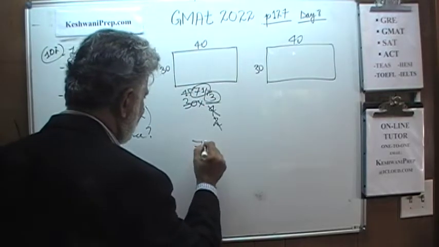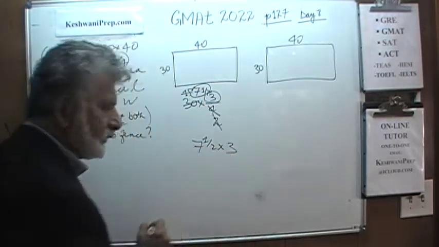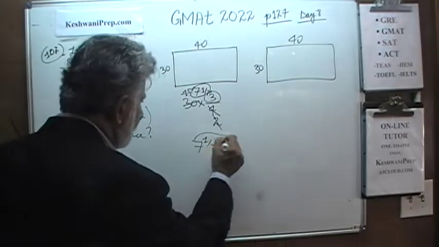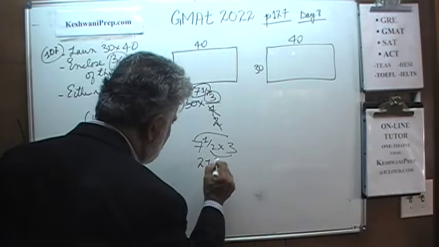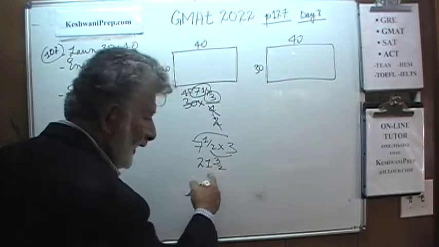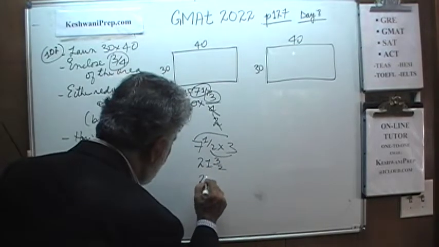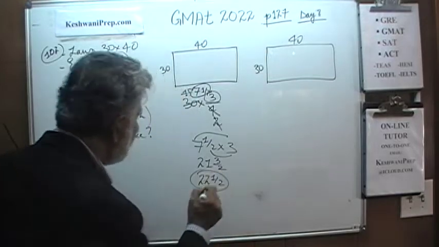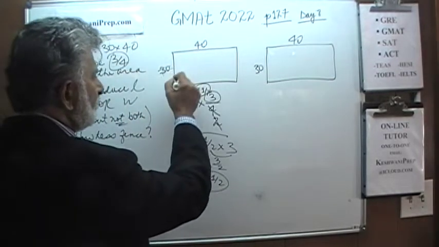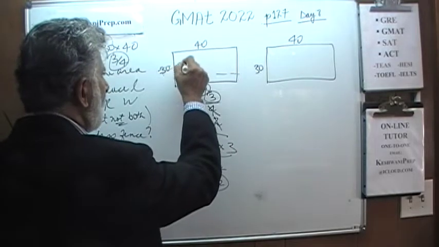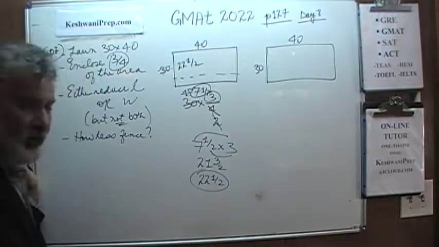Let's find out what that is. 7.5 times 3. Okay? 7 times 3 is 21. And 3 times half is 3/2, which is the same as 1 and 1/2. So it's 22.5. So now this becomes 22.5 because we reduce the width here. It becomes 22.5. Now we can find out the perimeter.